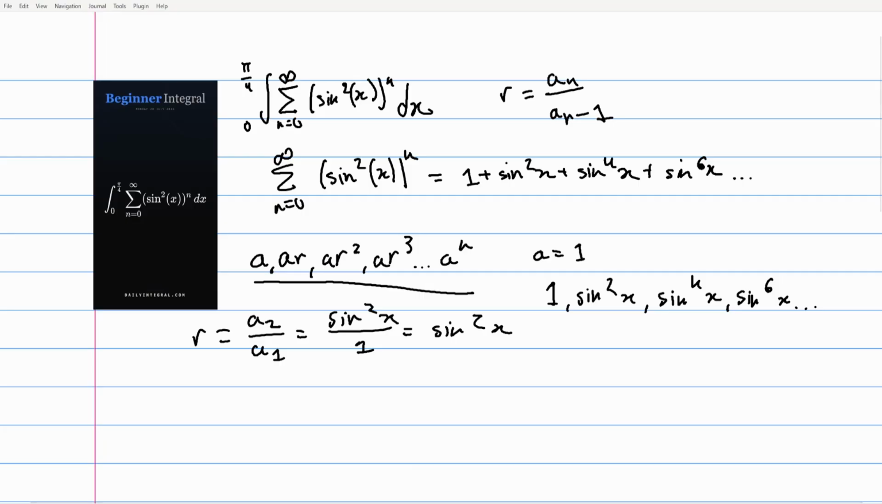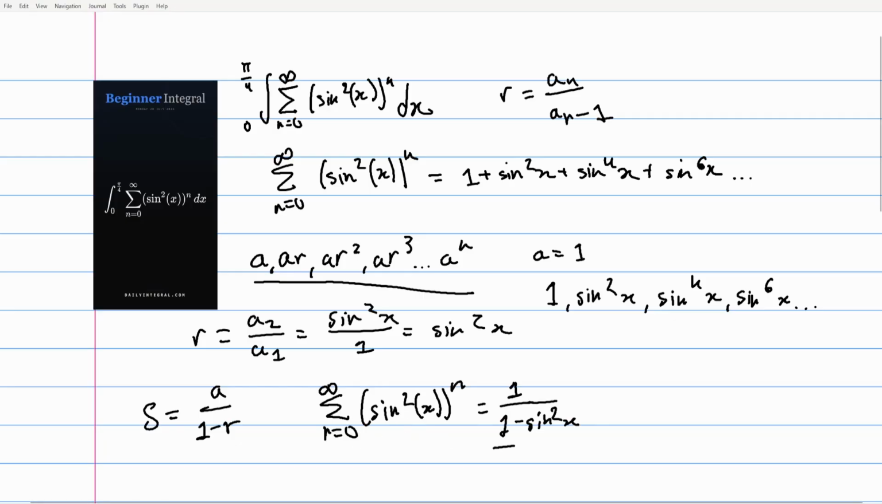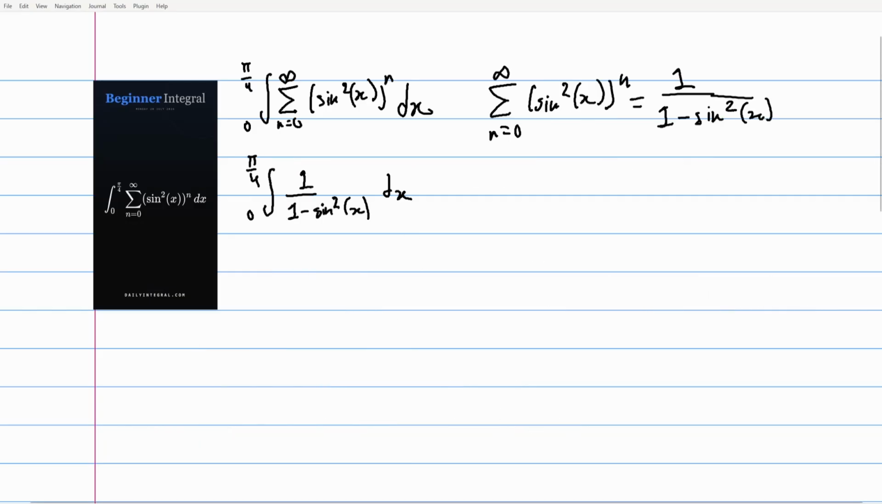Now that we know the common ratio and our starting term, we can use a formula to solve this sum. That formula is given by this equation. Using this equation, we can rewrite our sum to look something like this. Now, we can make this claim. With this expression in mind, we can rewrite our integral and get rid of the sum altogether. Now that we've cleaned up the integral, we can continue.